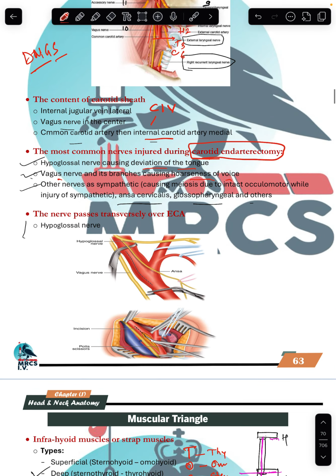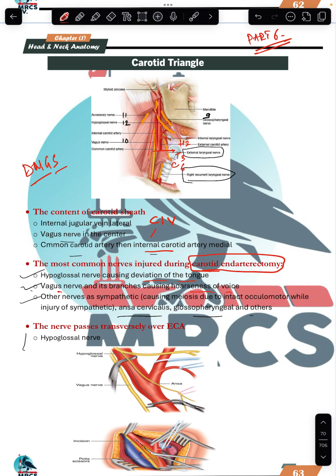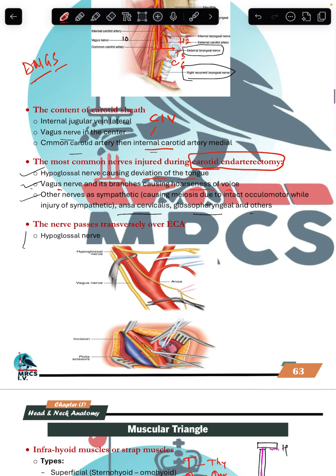Here the important questions are about the contents of the carotid sheath. The carotid sheath has the internal jugular vein, vagus nerve, and common carotid artery. The most commonly injured nerve is during endarterectomy. The hypoglossal nerve is commonly injured. Vagus nerve branch injury causes hoarseness of the voice, and hypoglossal injury causes deviation of the tongue. Injury to the sympathetic causes miosis.